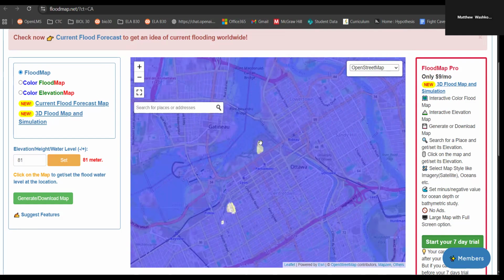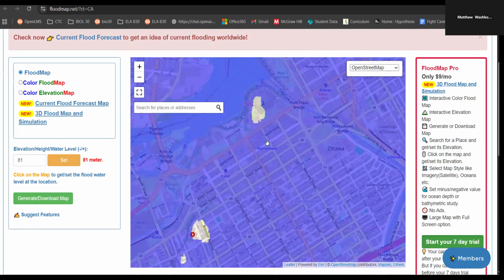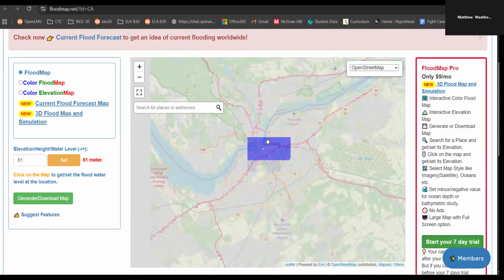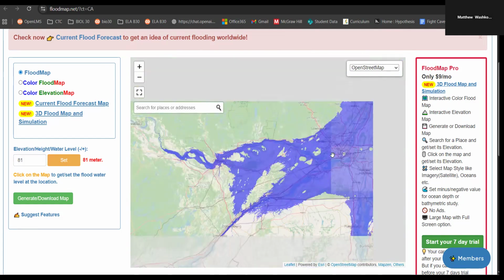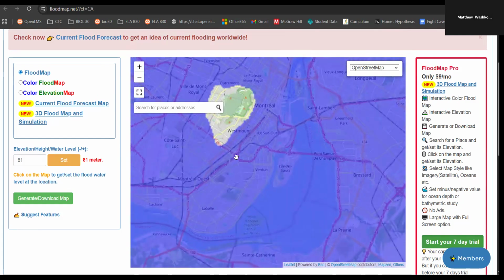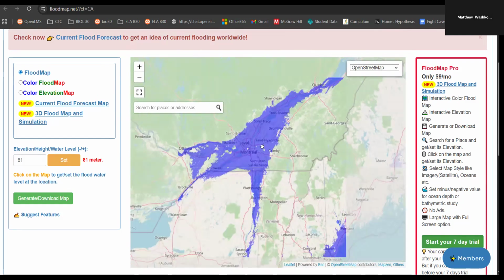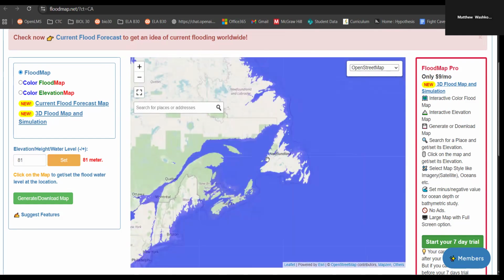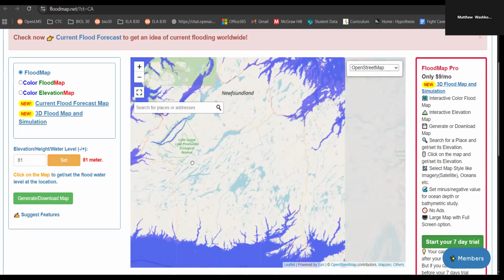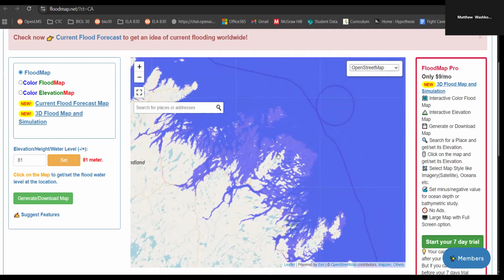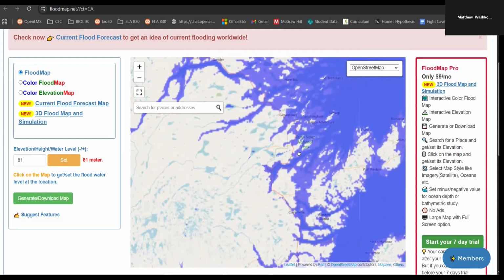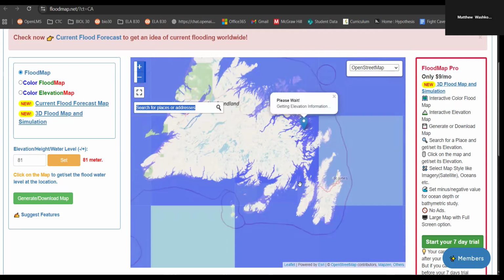There goes our capital. Ottawa's gone. Here's the parliament. Bye, parliament. You're gone. Here's Montreal. Gone. Newfoundland. Most of it's still there, but most people are on the coast. Gone. All these people are gone.